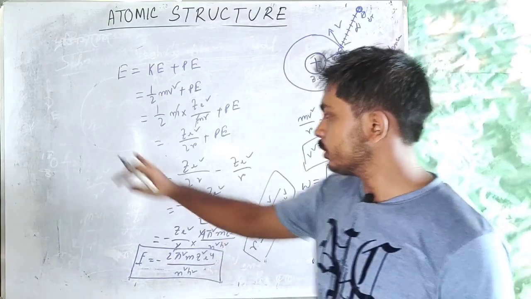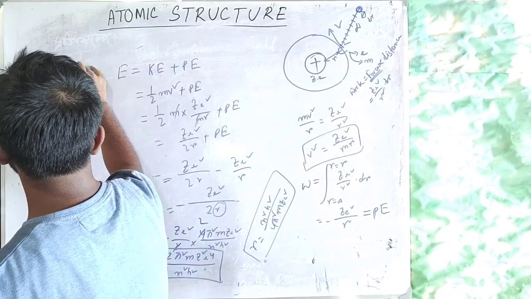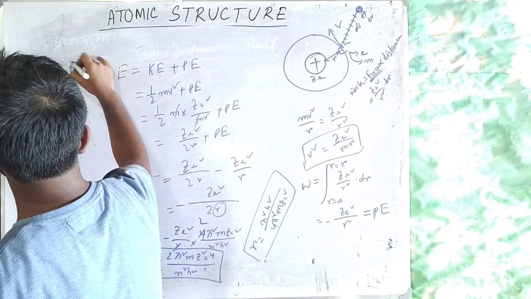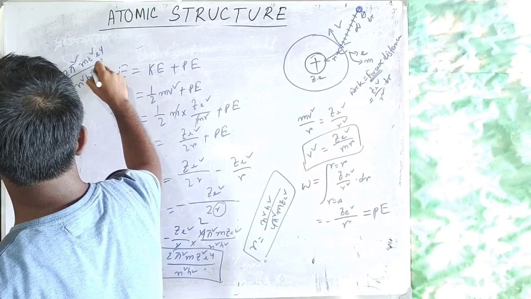So we are writing this equation here. Energy of an electron will be equal to minus 2π²mZ²e⁴ divided by n²h².